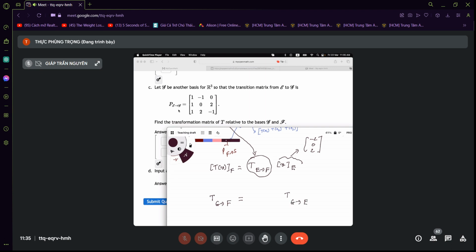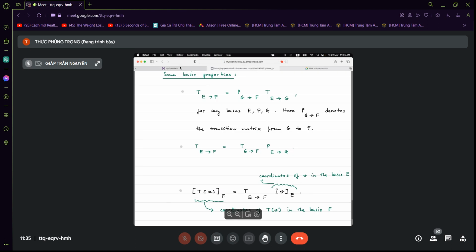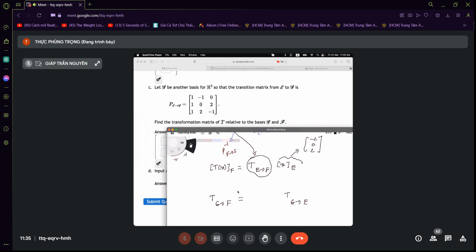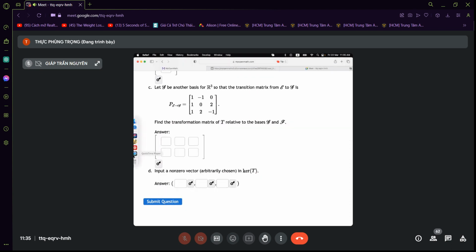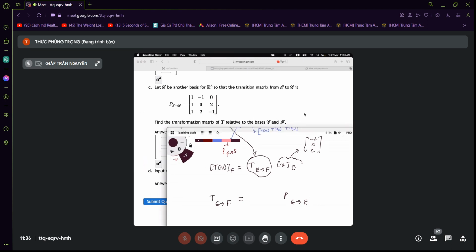You may say, all right, let's go for T from G to E, but it may be better if we use this formula. So instead of writing T right here, we may write P. We had two formulas, so we go for P, because we are given this one in the question. In the question we have from E to G. So if you go from G to E, the same, take the inverse, right? So this one is just the inverse from E to G.